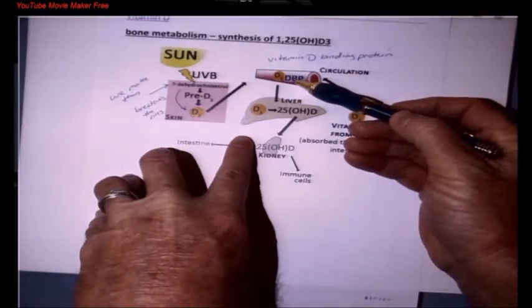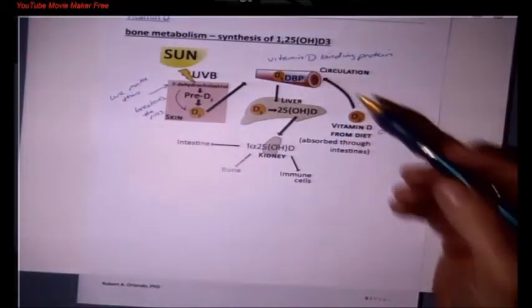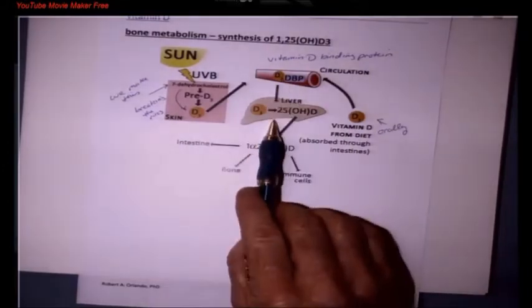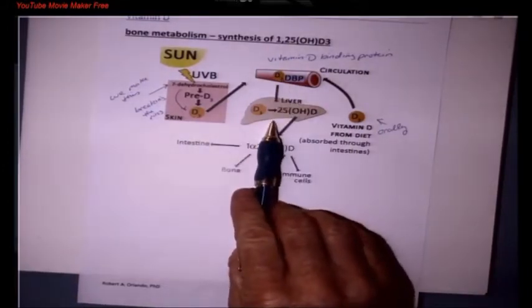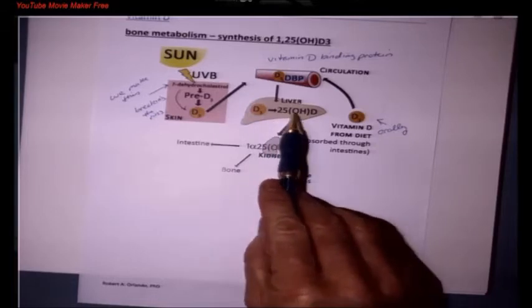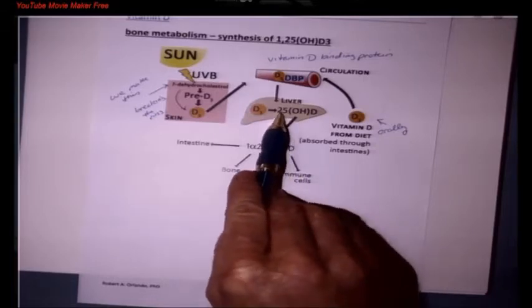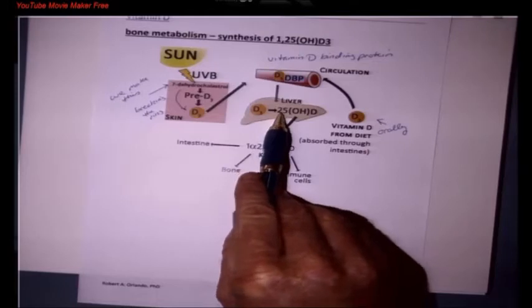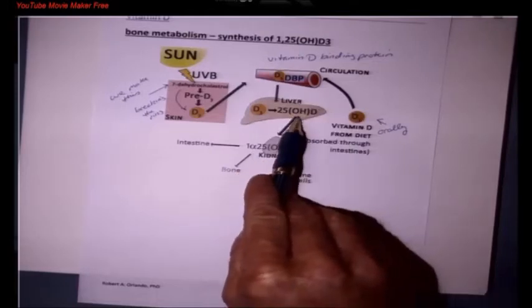Nope. It's got to go through a couple of different organs. So the first step is to take it, transport it to the liver. The liver is going to provide a hydroxylation, and that's going to be on the number 25 carbon of vitamin D3, a hydroxyl group.